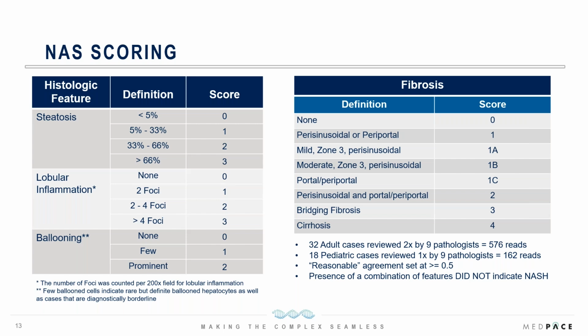And then once we get to ballooning, and we'll hear a little bit more about the challenges in ballooning, if you didn't see it, a 0. If you saw a few, it was 1. If it was prominent, it was a 2. And they also came up with the scoring system that would be used for the fibrosis scoring.